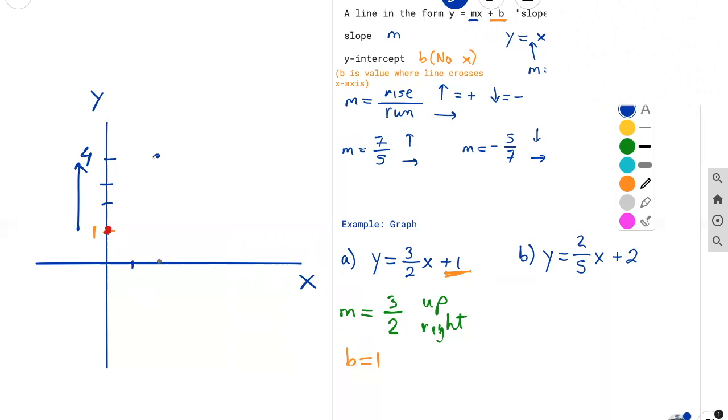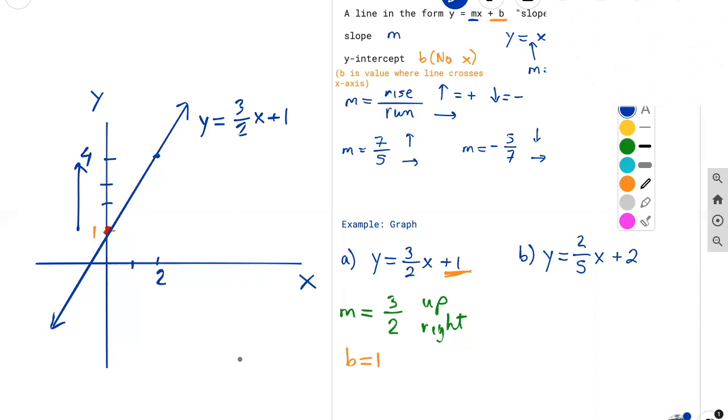Okay, so keep that in mind. I was right here at 1. I'm going to go up 3. And then I'm going to go 2 to the right. And then I connect those 2 points with a straight line. Okay, so I just connect those. And there is my straight line. That's how you do it. You draw arrows like this to indicate that the line continues. And then you label it y equals 3 over 2x plus 1. Okay, that's how you do that.